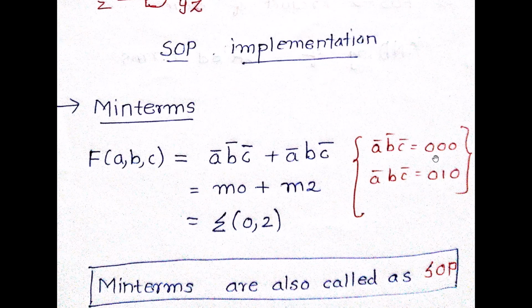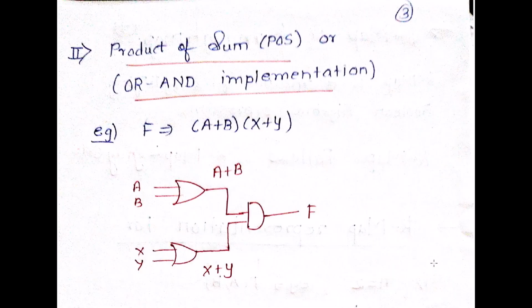Hence, we have 0, 0, 0, which is nothing else than 0. And A bar B C indicates 0, 1, 0. I told you any particular variable given with a bar is given as 0. Any particular variable not with a bar is given as 1. Hence, given 0, 1, 0, I have the values 0 and 2. Therefore, min terms are called SOP. I hope I'm very clear to you.